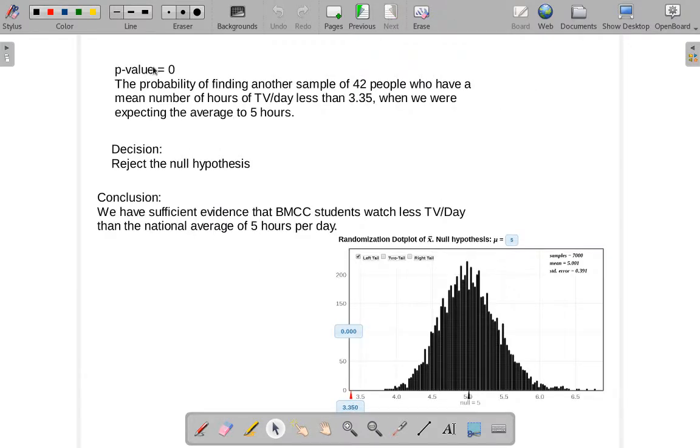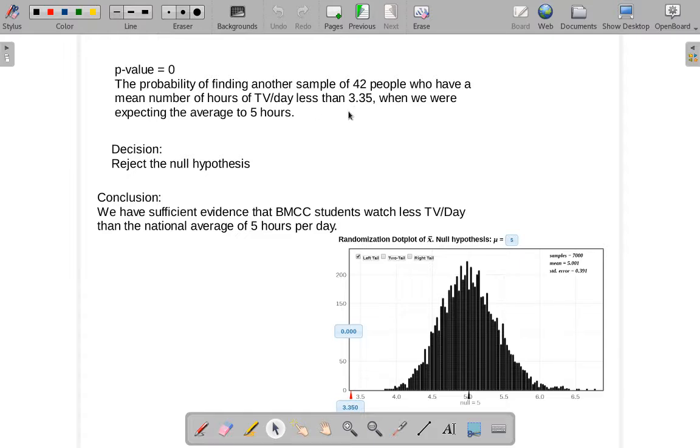So what does my p-value of 0 mean? This p-value is the probability of finding another sample of 42 people who have a mean number of hours of TV per day that's less than the 3.35 hours that is in my sample. Now this is on the expectation that they should have been watching about 5 hours per day. According to the national average, if I get a good random sample of 42 people, their average amount of TV watching per day should be about 5 hours. Here I found it's way less.